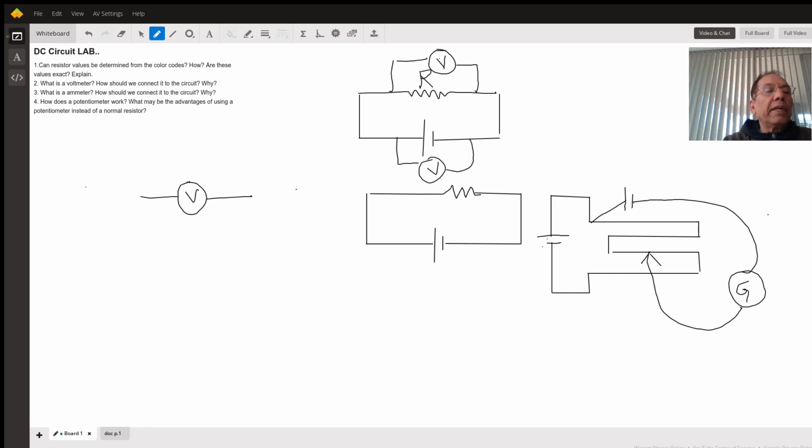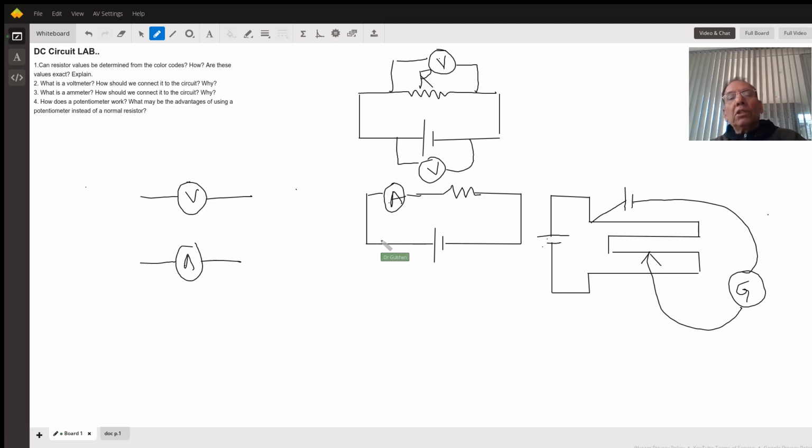Now let's talk about the ammeter. Ammeter measures current, and this is a device which is denoted by A. And if I want to calculate the current in this circuit, what I'll have to do is break open this circuit and put an ammeter here in series. So here I'll connect an ammeter, and that ammeter will give me the value of current in the circuit.